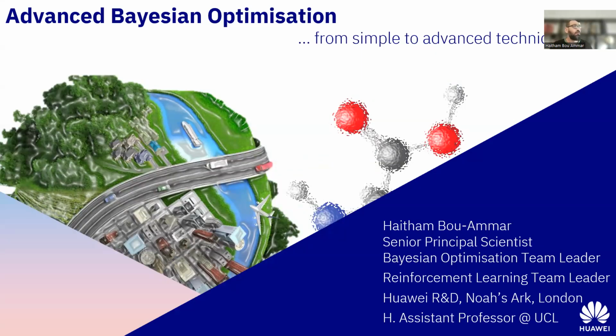Everyone, today I will be talking to you about Bayesian optimization. I'm going to be describing simple techniques, so to say, and going to advanced techniques like meta-Bayesian optimization. So if you know the basics of Bayesian optimization and you just are interested in learning about the meta-BO, please skip the first part of the session and go to the last part of the talk.